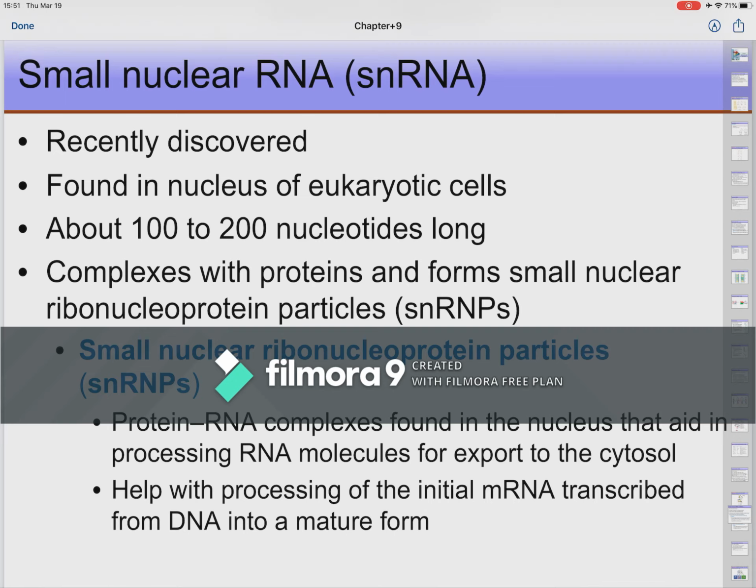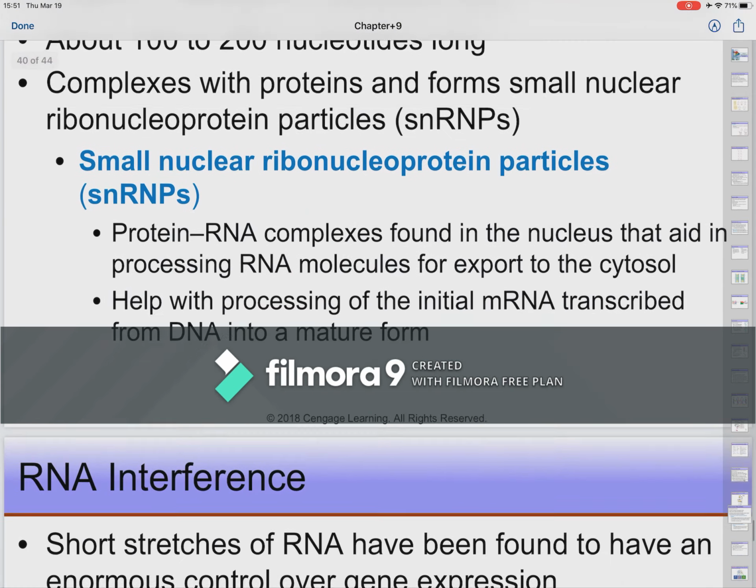Small nuclear RNAs, these were actually found more recently. They're small in that they have 1 to 200 nucleotides, so that's where the name comes from. They have some function in the processing of the pre-mRNA, so the cutting out of the introns, and getting it into its final form. So they have some role in that.